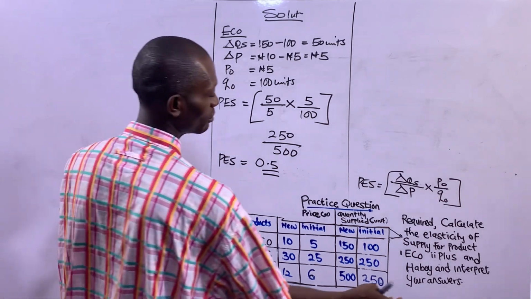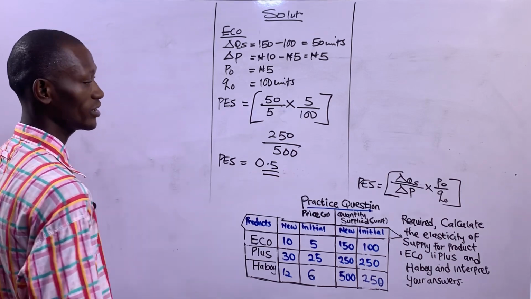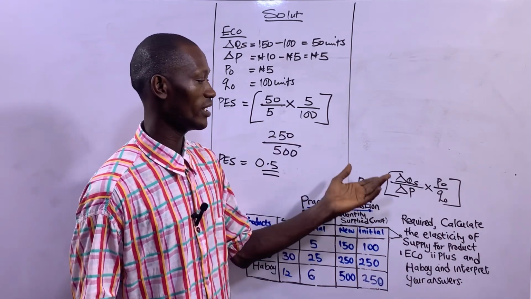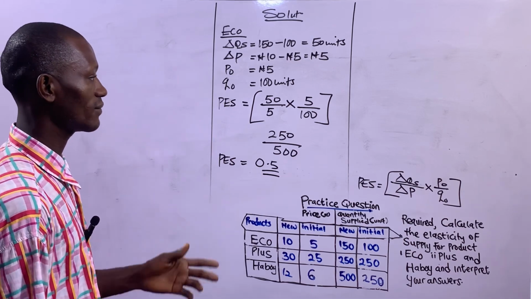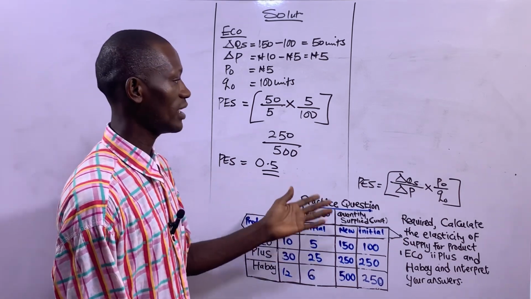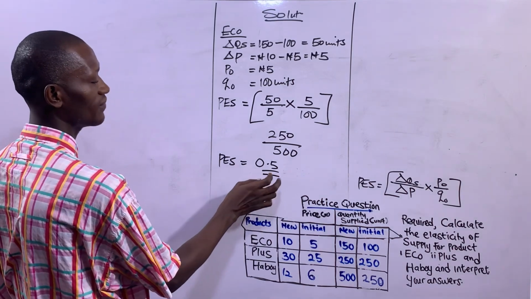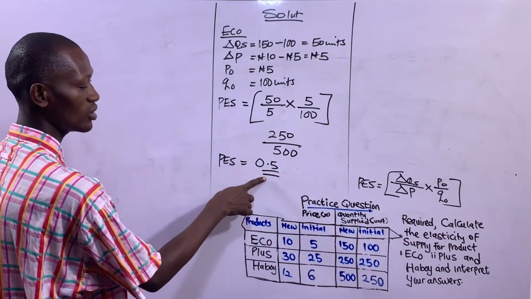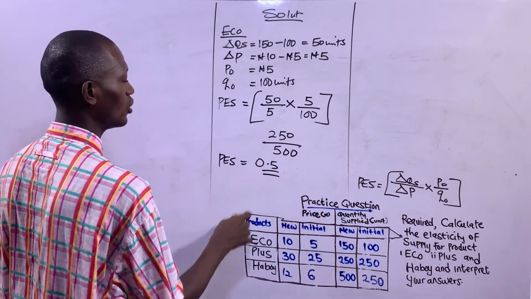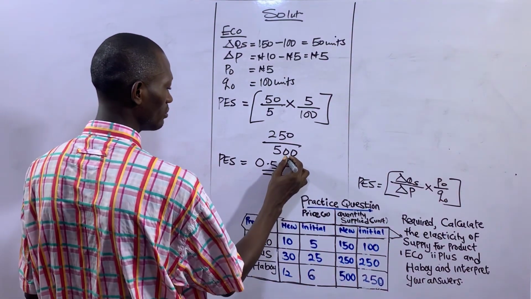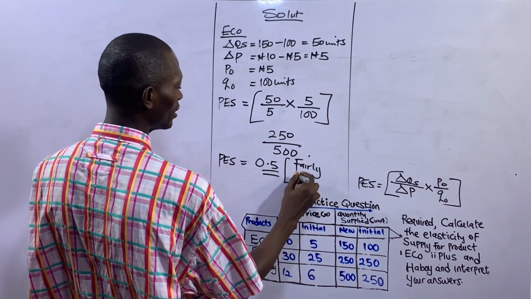Then we need to interpret it because we are asked to interpret it as well. So to interpret it based on what we've explained earlier, we have 5 types. We have unitary, fairly elastic, fairly inelastic, perfectly elastic, and perfectly inelastic. So this will be interpreted as fairly inelastic because it is less than 1 but greater than 0. So that's fairly inelastic.